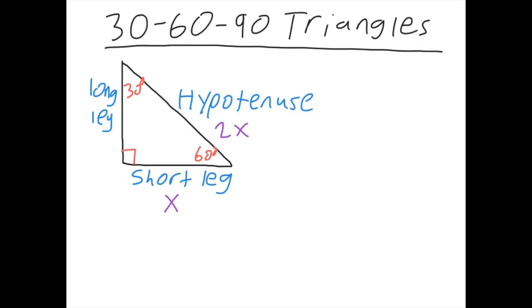Now the long leg is a little bit less nice. The long leg is going to be the short leg times the square root of 3. So make sure you have this written down because you want to refer back to this a lot.